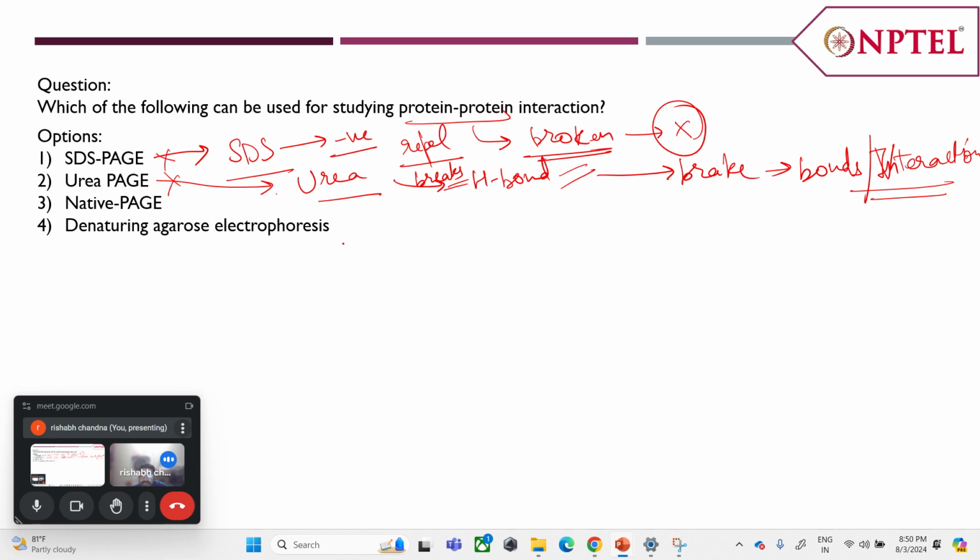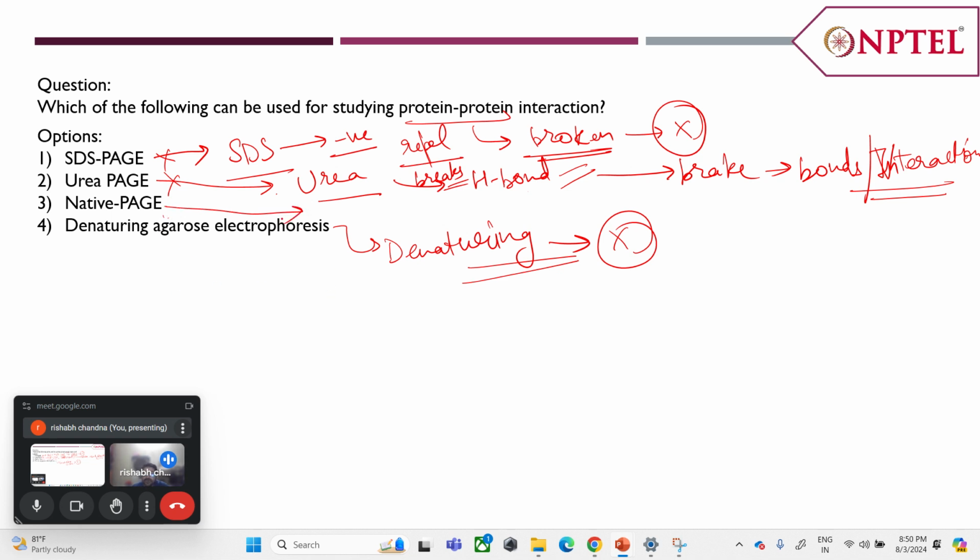Then we have denaturing agarose electrophoresis. So once we have denaturing electrophoresis, that means the interactions that the two subunits would have will also be broken. Okay, so this will also not be the case.